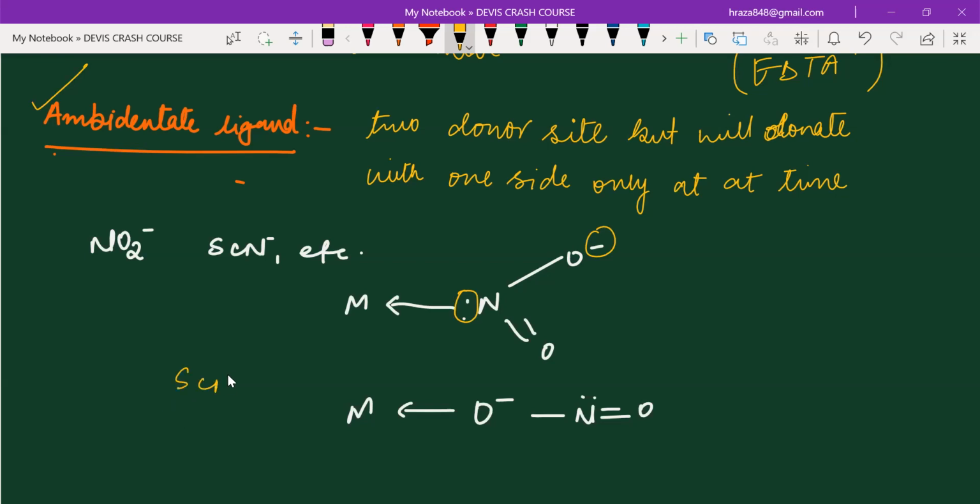We can take the example of SCN. The negative charge is here, so it can donate from here, or NCS minus. It has a lone pair, so it can donate from here, and it will use only one at a time. That's why it is an ambidentate ligand. I think it's clear to you, right? Let me know when you're done with this. Can I change the slide?